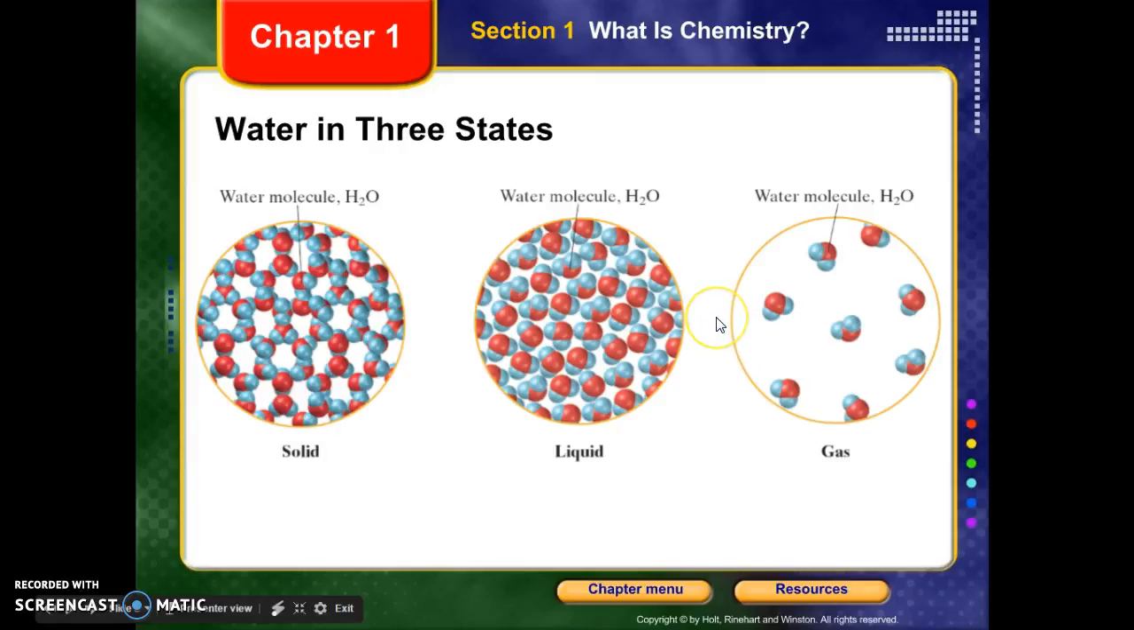Okay, in your workbook, it asks you to draw 3 different states of matter. When you're drawing a solid state, all of the molecules are arranged, they can't move past each other, and they take on a very orderly form.